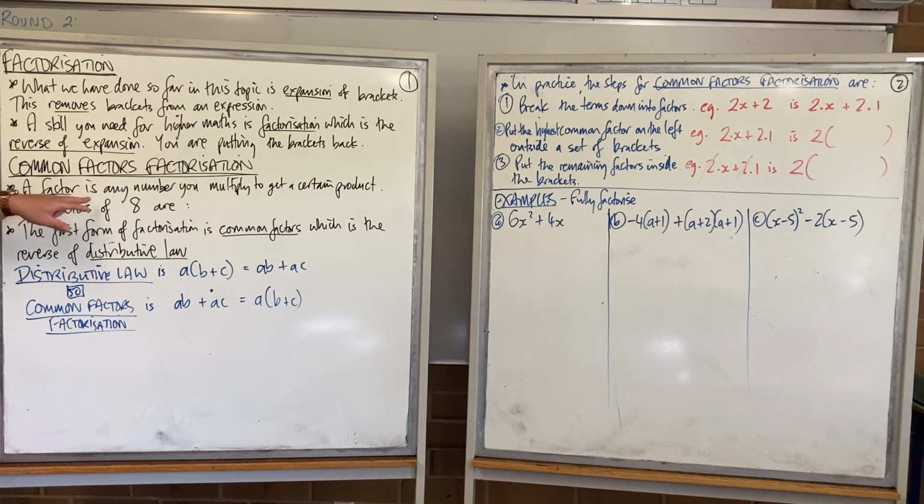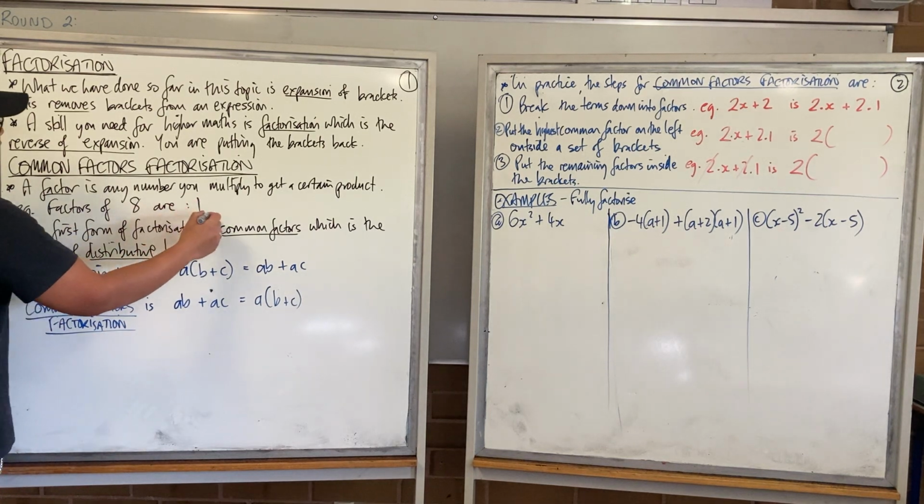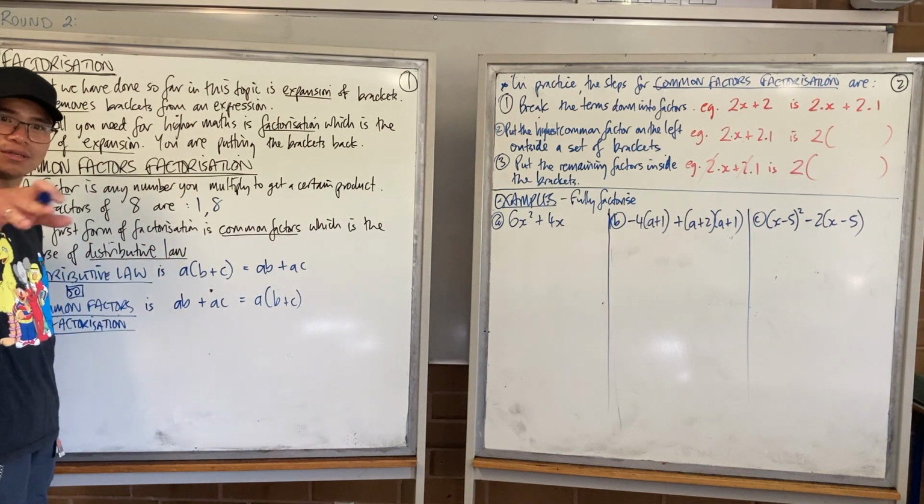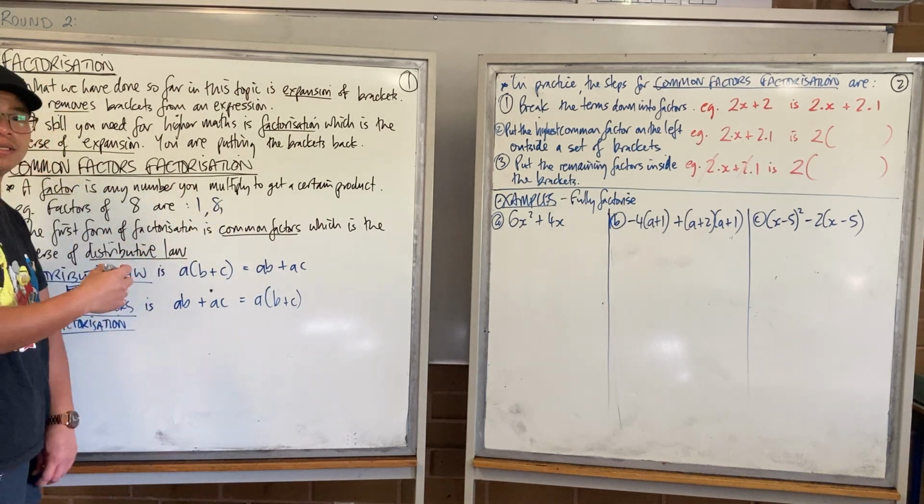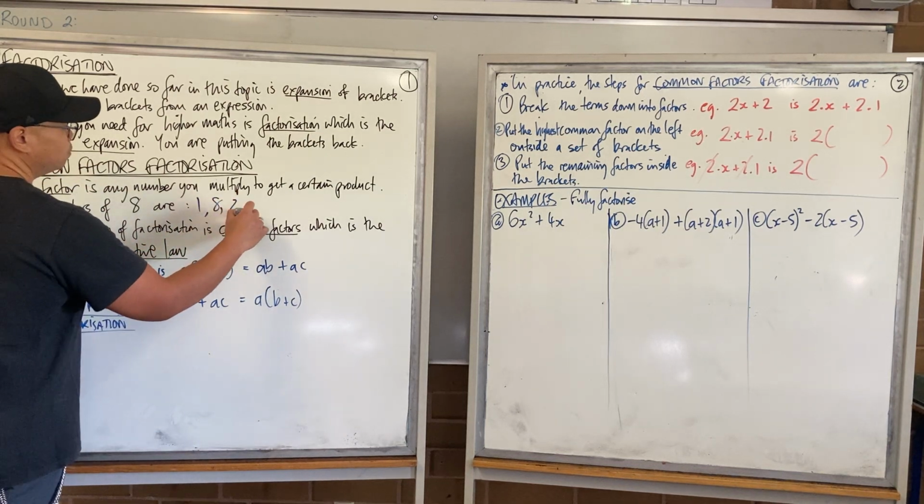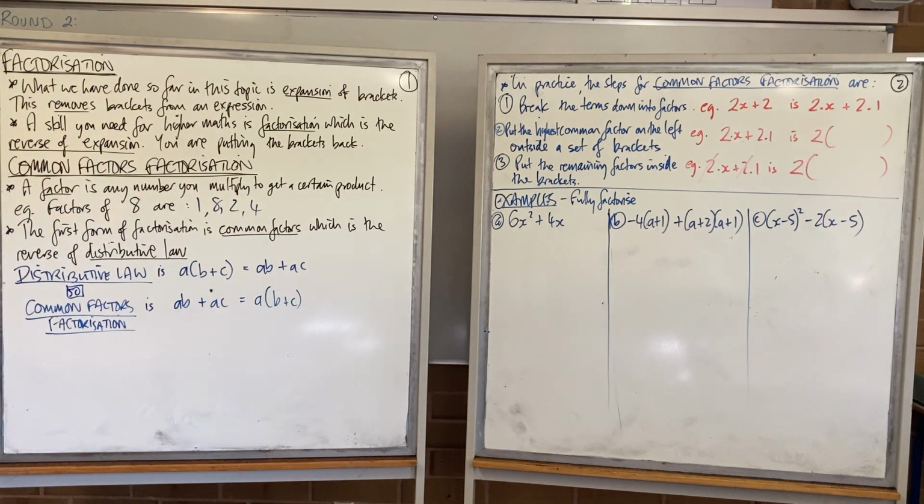Can I remind you what a factor is? It's any number you multiply to get a certain product. Can someone tell me what the factors of 8 are? What numbers can I multiply together to get 8 exactly? 1. Let's give someone else a shot. What else can I multiply? 4 and 2. That's it. Because any other numbers, it's not going to be exactly 8.